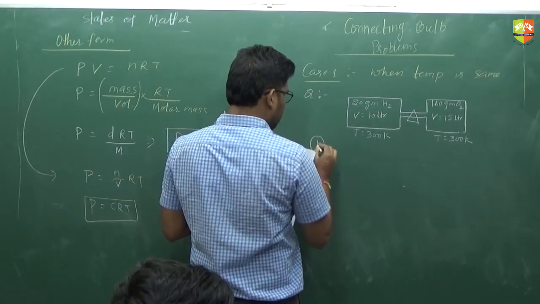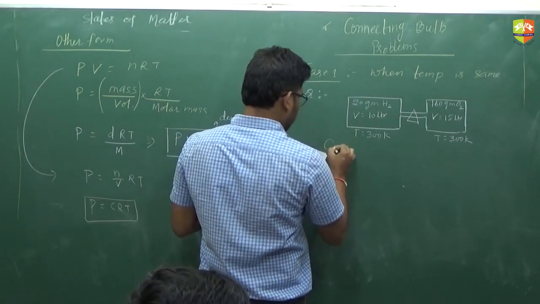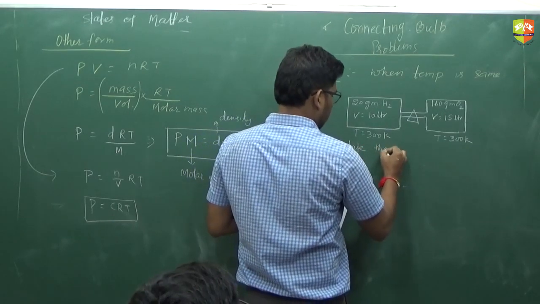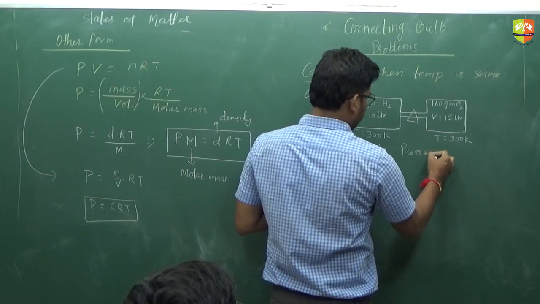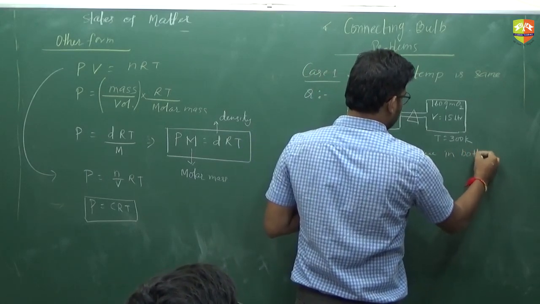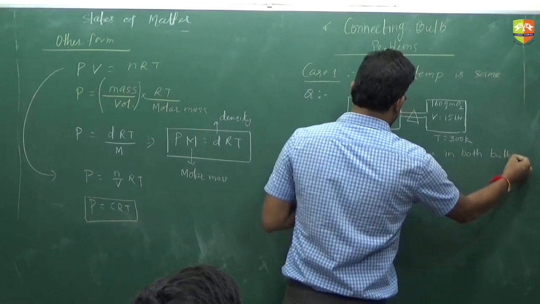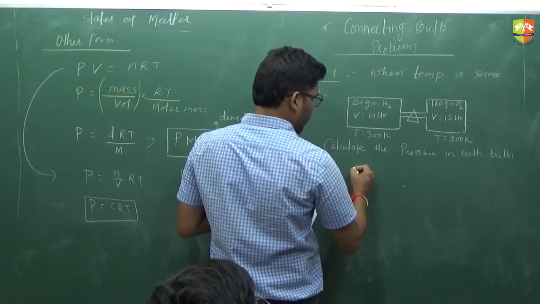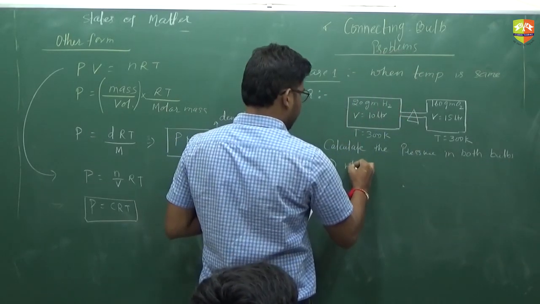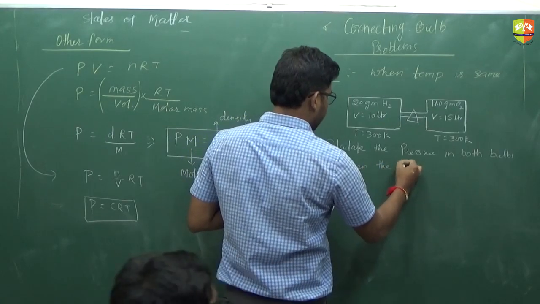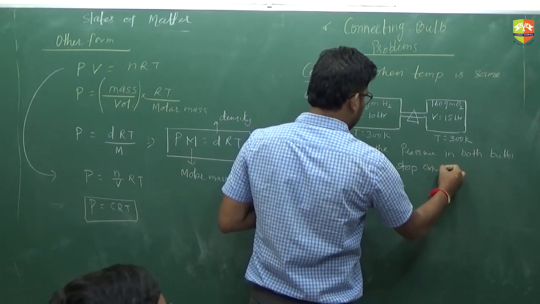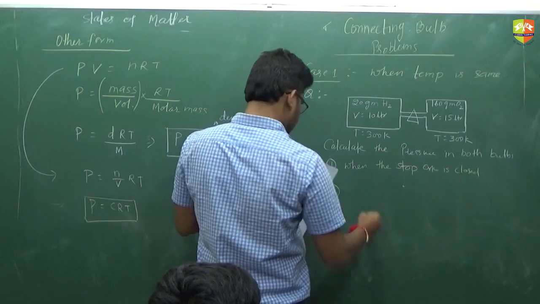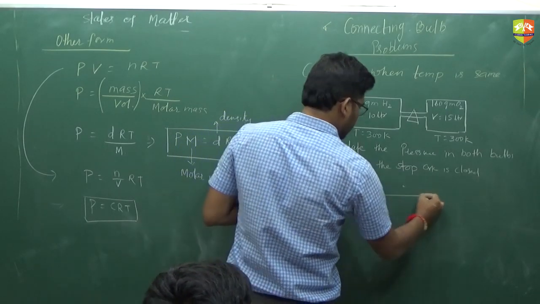The first question is, calculate the pressure in both bulbs. The first case is when the stop cork is closed, and the second when the stop cork is open.